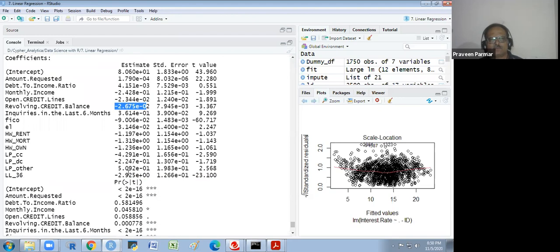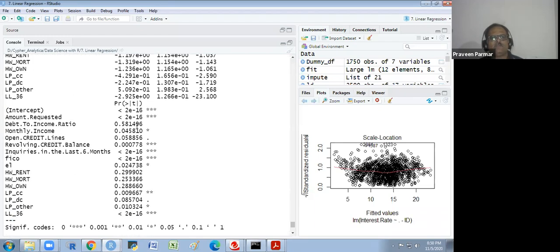So we get as many betas as we have variables, along with the intercept. But here we see which variable is making a significant impact on the target variable. The intercept will always be there, no problem. Amount requested is making a significant impact. Debt to income ratio is not making a significant impact because the P value is greater than 0.05.